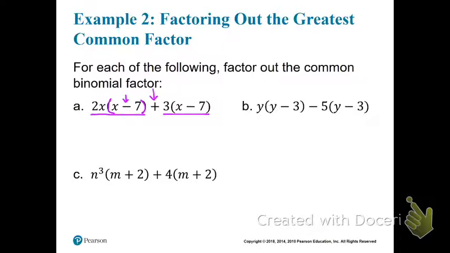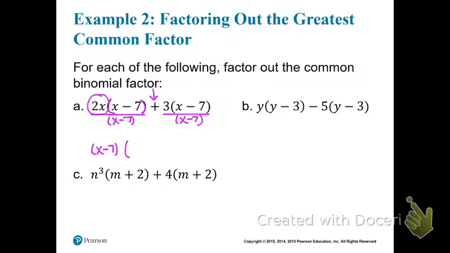So look at the two different terms we've got there, and do they have anything in common? Well, they both have an x minus 7 in parentheses. So we're going to take out that x minus 7 and keep it in parentheses. Now we're ready to divide it out. So we're going to divide both sides by x minus 7.